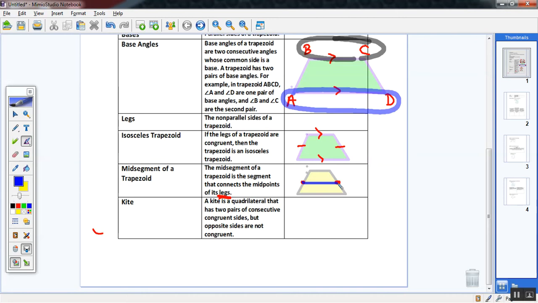Okay. A kite is a what first? Quadrilateral. That has two pairs of consecutive congruent sides. Okay, I'll do my best to draw this, and I'm going to struggle with it. So don't laugh at my art. Okay. No laughing allowed.